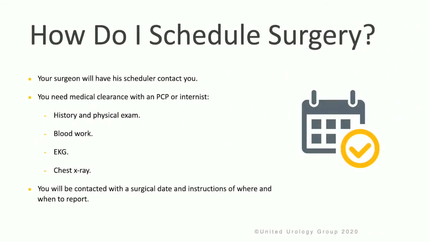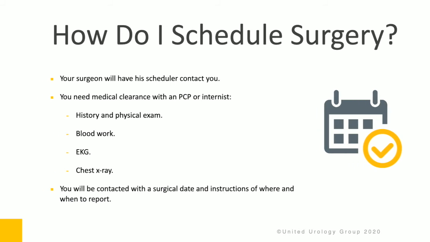Your surgeon will have their scheduler contact you. You will need medical clearance with your primary care provider or internist. This will include a history and physical exam, blood work, an EKG, as well as a chest x-ray. You will then be contacted with a surgical date as well as instructions of where and when to report.